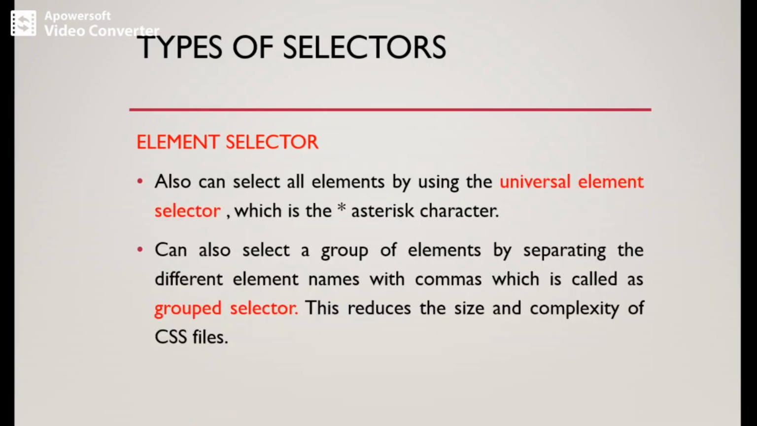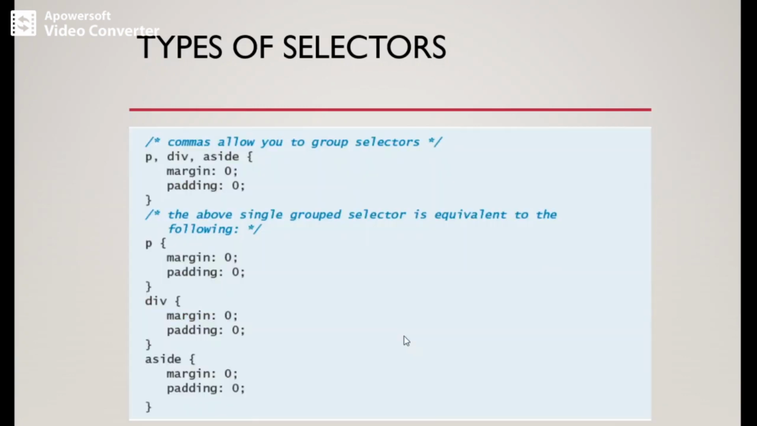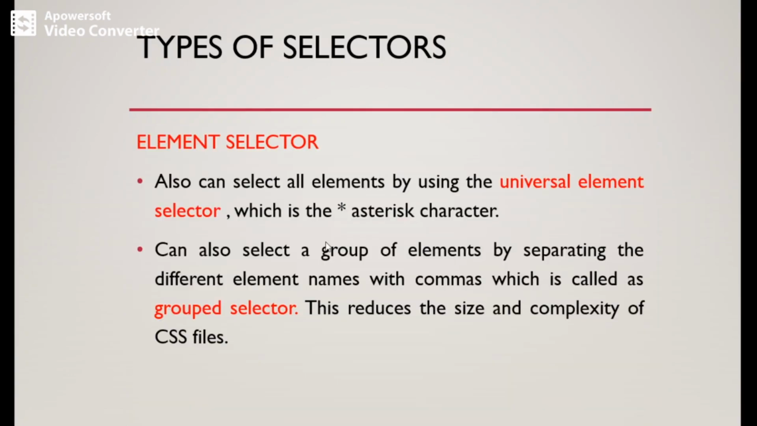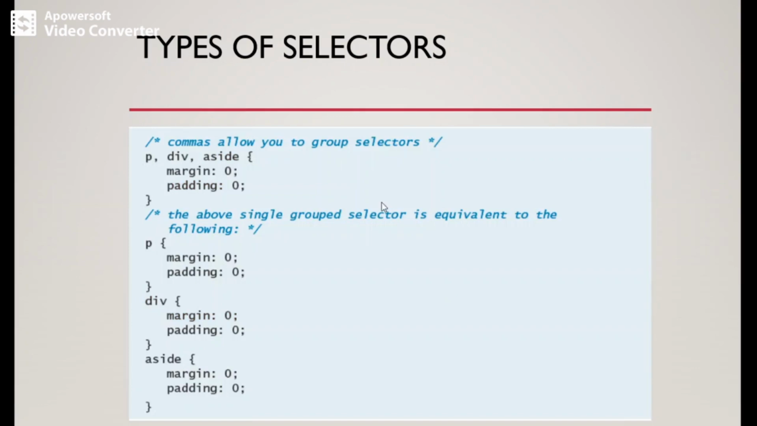In element selector, you can select all elements by using the universal element selector. You can also select a group of elements by separating the different element names with commas. That is called a grouped selector. This reduces the size and complexity of the CSS file. We are grouping all the selectors under one category. P is one selector, comma, div is another selector, comma, aside. So you're grouping the selectors. It's called grouped selectors.